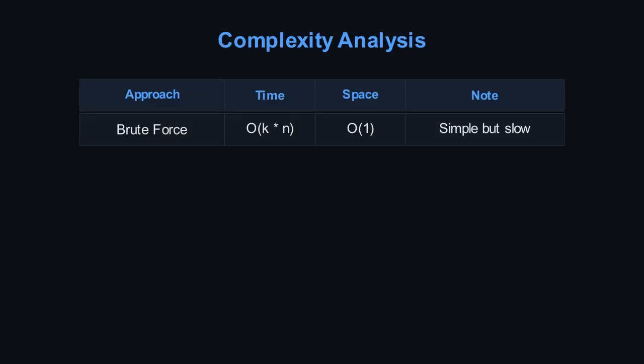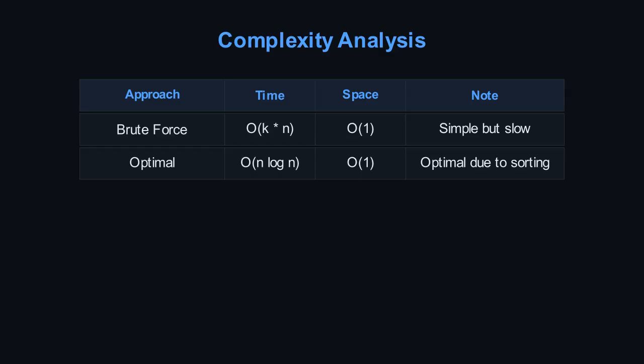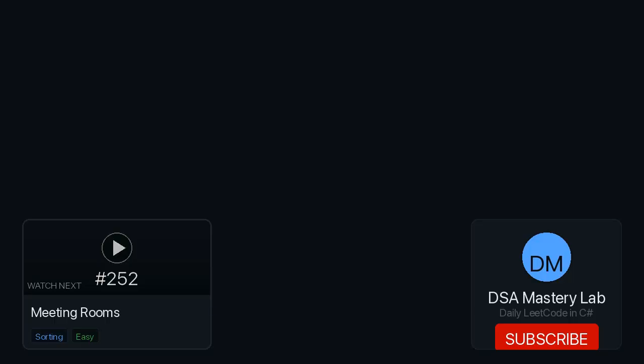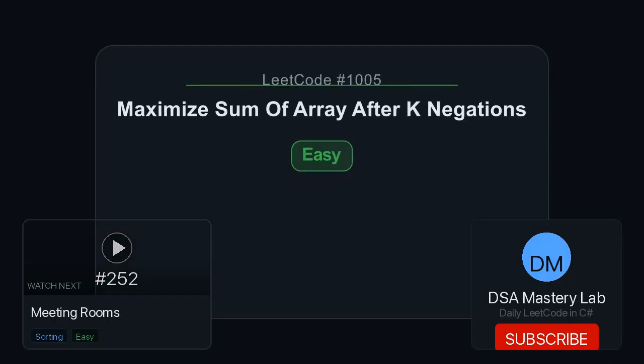The time complexity is dominated by sorting, making it O(n log n). The space complexity is O(1), constant, if we ignore the sorting overhead, as we modify the array in place. Try the next problem with a similar greedy flipping pattern.